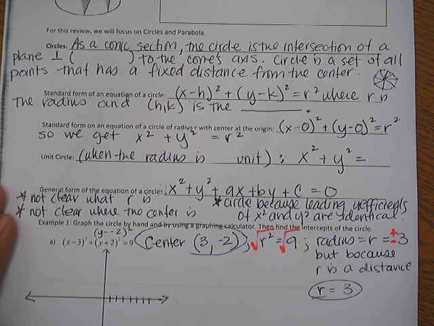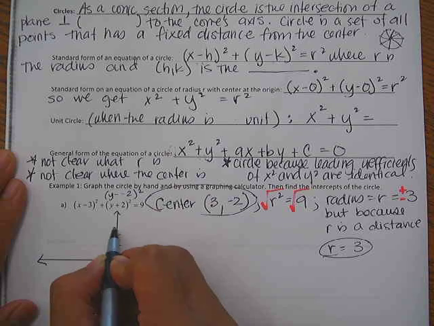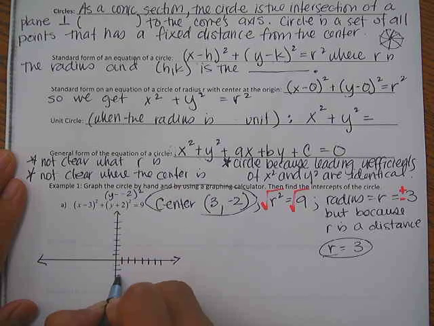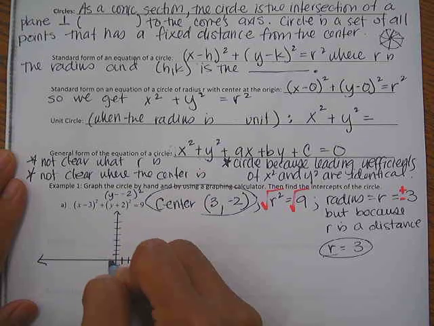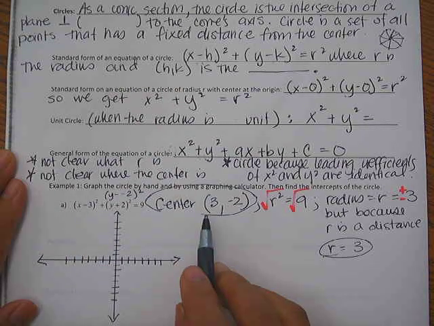And make sure the tick marks are evenly spaced out. 1, 2, 3, 4, 5, 6, 7. 1, 2, 3, 4, 5, 6, 7. Okay, so plot my center.